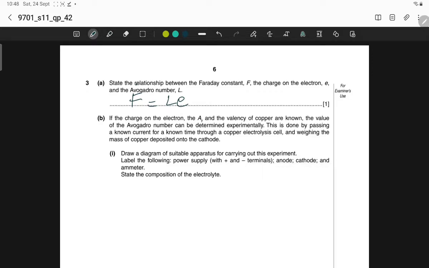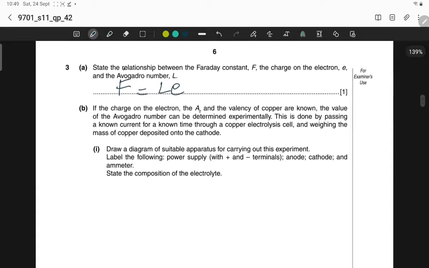If the charge on the electron and the valency of copper are known, the value of the Avogadro number can be determined experimentally. This is done by passing a known current for a known time through a copper electrolysis cell and weighing the mass of copper deposited onto the cathode.